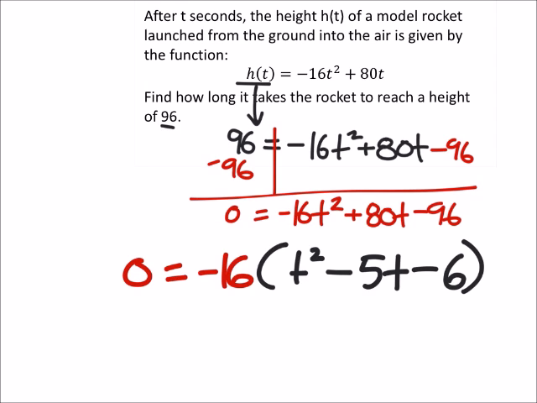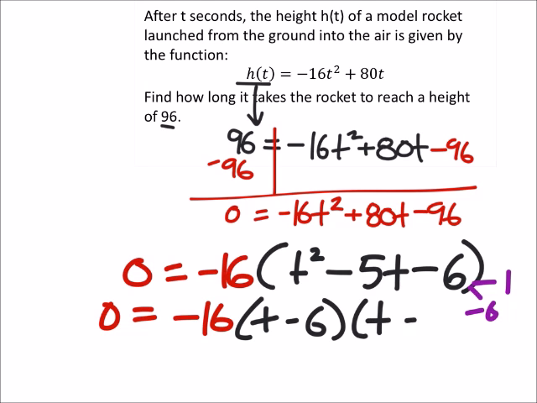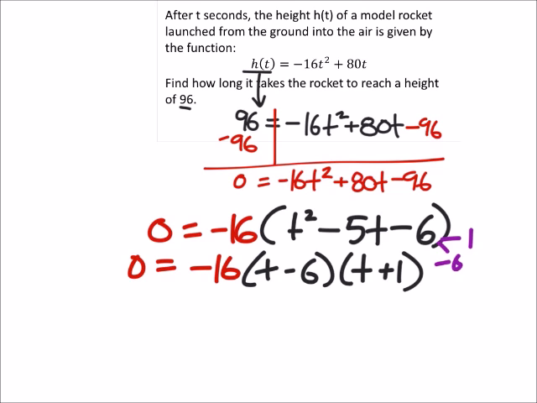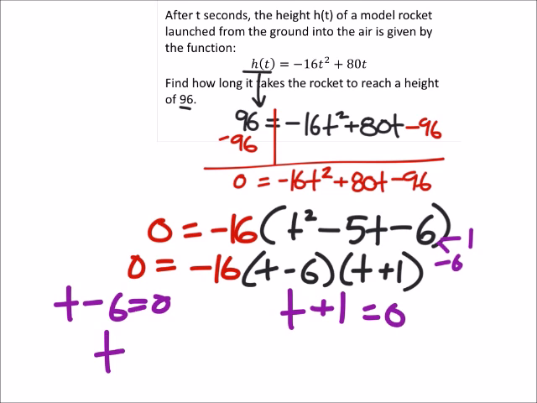Now again, since that's just a number in front of the parentheses, we don't really have to worry about it in terms of what t is. But we should factor the 6 out, which it looks like is going to be negative 6 and 1. So, using the rule just for saving time, I've got t minus 6 and t plus 1. So all I need in order to solve this is for t minus 6 to equal 0, or t plus 1 to equal 0, which tells me that t is 6 or t is negative 1.